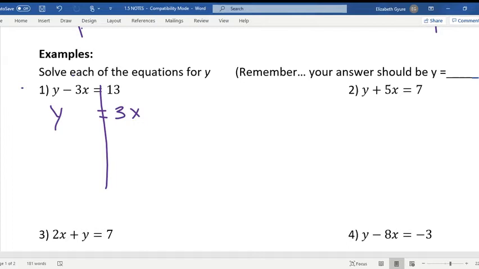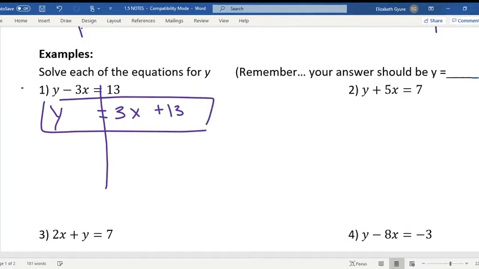Then on the other side, now we're already on the opposite side, right? So is the 13 good to stay there or should it move? It's good to stay there. And guess what, guys? Is y by itself? Yes, we're done. That's our answer. That's all you had to do. It's not as bad. And plus we're gonna practice them for 8 of them and it'll get a little easier as you go. Okay.